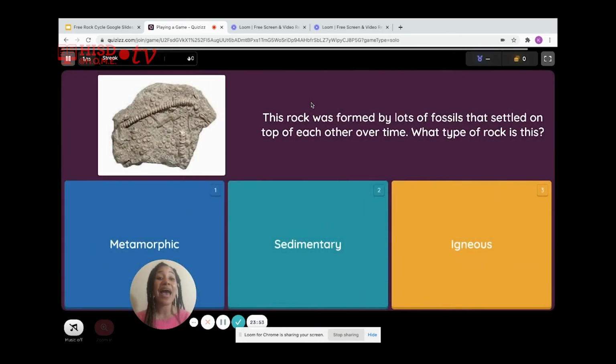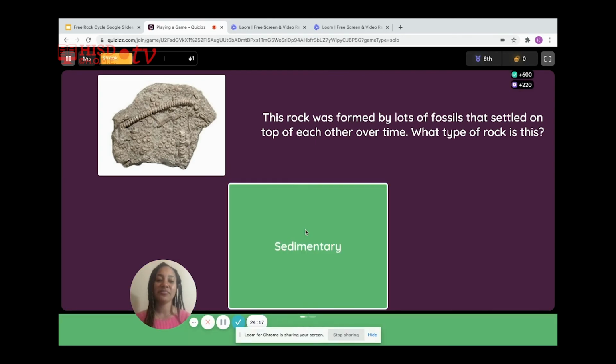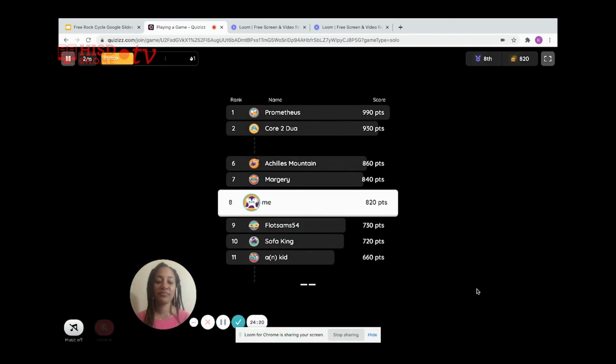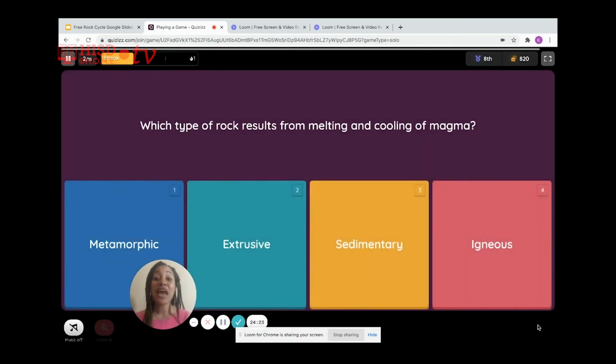This rock was formed by lots of fossils that settled on the top of each other over time. What type of rock is this? Any ideas? Right, this would be sedimentary rock. There's no lava, there's no heat and pressure, so it would be sedimentary rock. Which type of rock results from melting and cooling of magma? Yes, that is igneous rock.